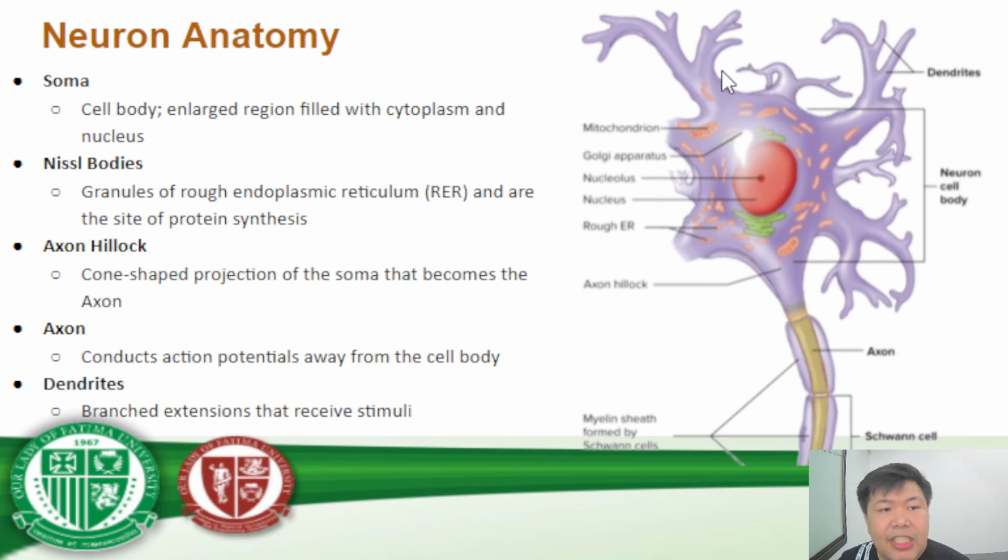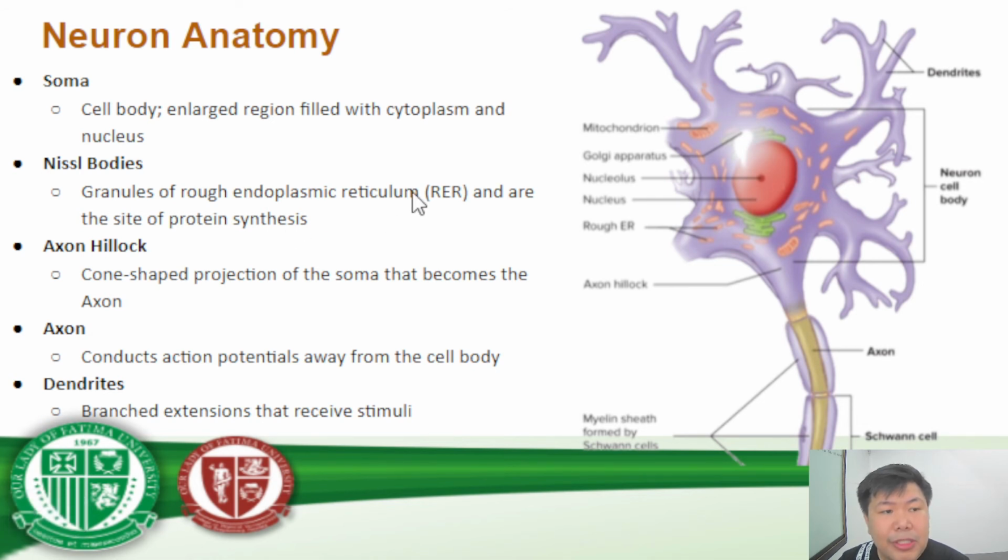So again, here we have the soma, which is the cell body. And it is an enlarged region filled with cytoplasm, the liquid portion of the cell, and the nucleus, no? It is also in the soma na makikita mo yung mga mitochondria, Golgi apparatus, rough endoplasmic reticulum, no? That's where you see them in the soma. Next, we have your Nissl bodies. Itong mga nakapaligid sa kanya, nakascatter na mga substances, those are what we call Nissl bodies. They are actually granules made up of the rough endoplasmic reticulum.